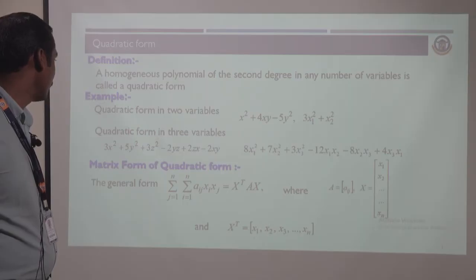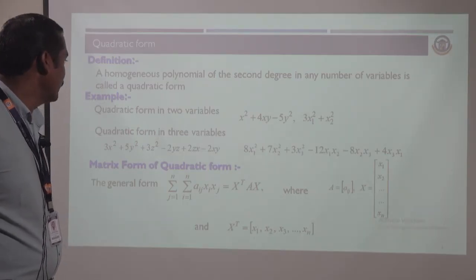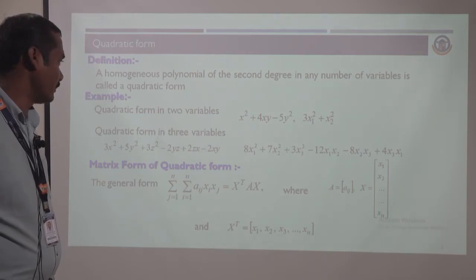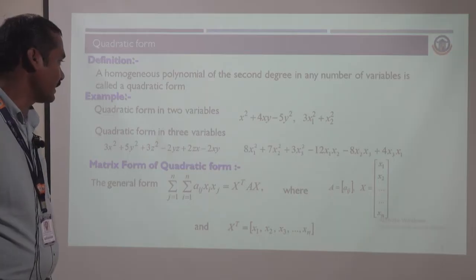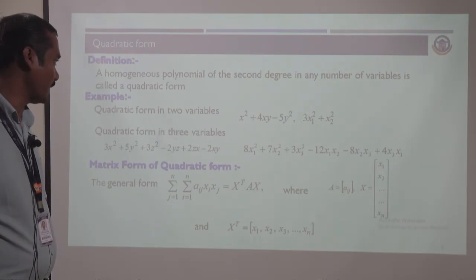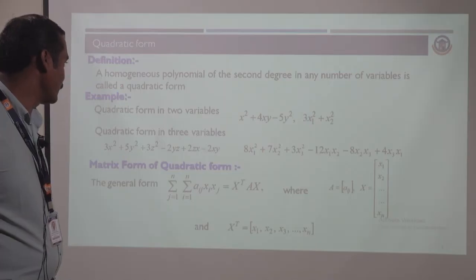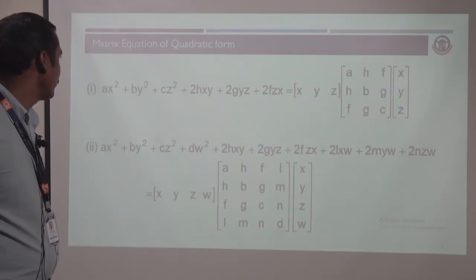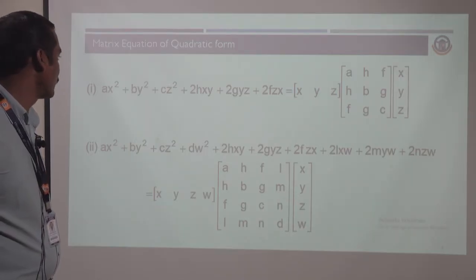Then matrix form of quadratic form. Each canonical quadratic form can be converted into a matrix form, which is equivalent to x transpose A x, where A is a coefficient matrix which is symmetric. Then x is the variable vector, a column vector, and x transpose is the row vector. So, this is the general form of matrix quadratic equation.